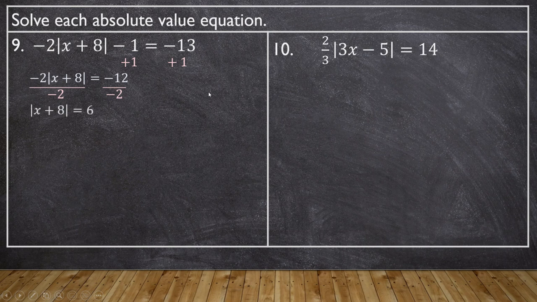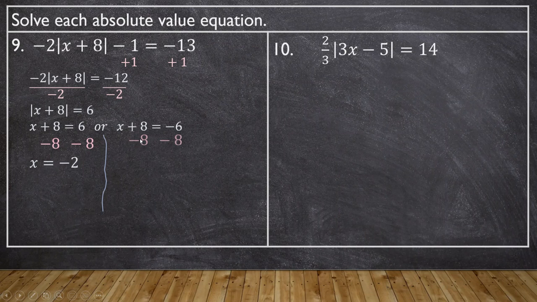I get the absolute value of x plus 8 is equal to 6, okay? Now I have a positive number here, okay? So now I can split this up. So I have x plus 8 is equal to 6, or x plus 8 is equal to negative 6, and I can work left side and right side to isolate my variable, okay? I'm going to subtract 8 from both sides. 6 minus 8 is negative 2. X is equal to negative 2. Or x plus 8 equals negative 6. Again, I'm going to subtract 8 from both sides, and I'll get x is equal to negative 14.